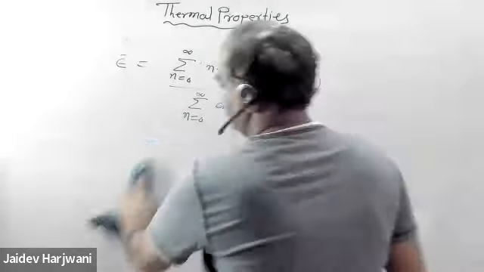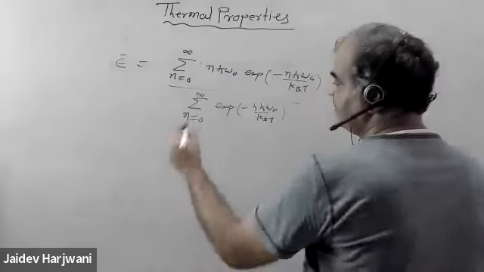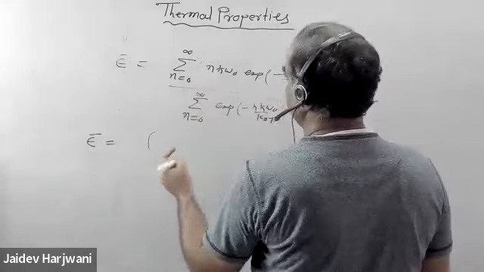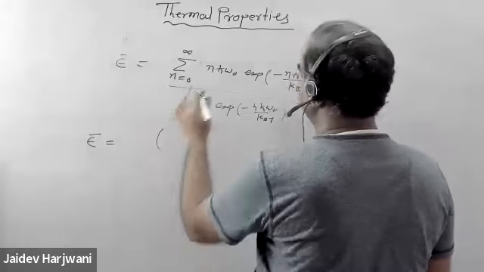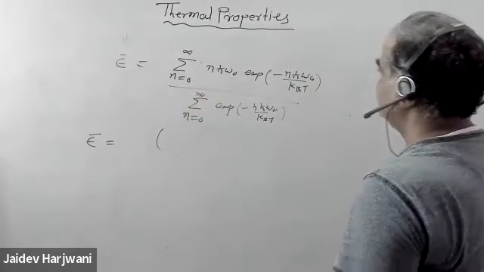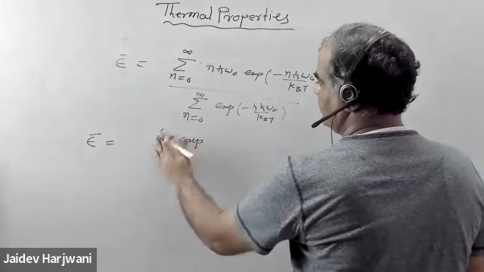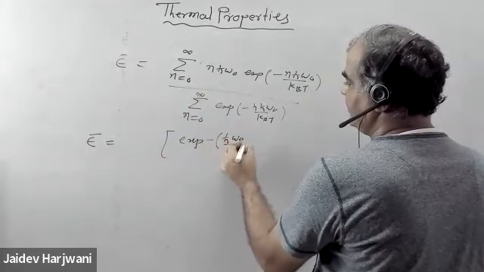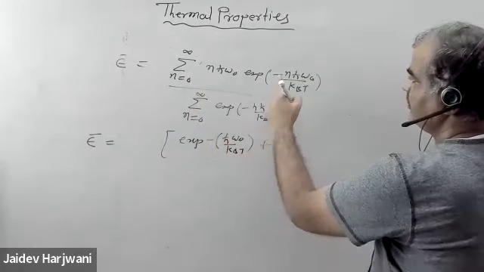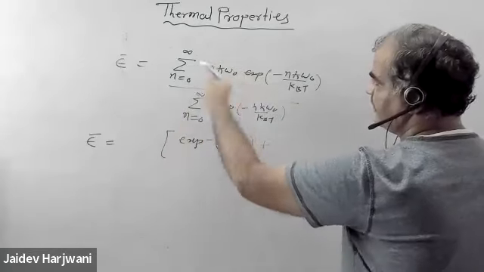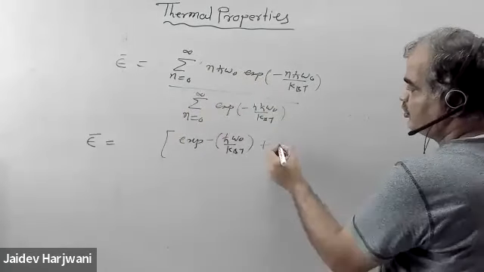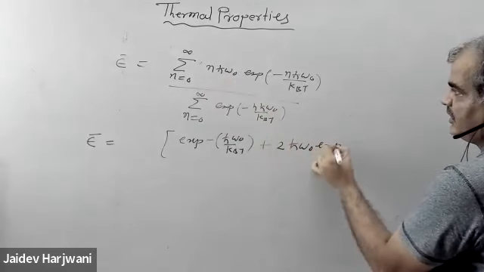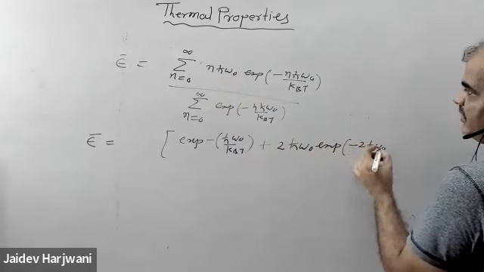So now if I put the limits here, if you put 0 here, it will become 0. If you put 1 here, it will become h cut omega naught exponential minus h cut omega naught upon kbt. Then for n equal to 2, opening this expression, 2 h cut omega naught exponential minus 2 h cut omega naught upon kbt.